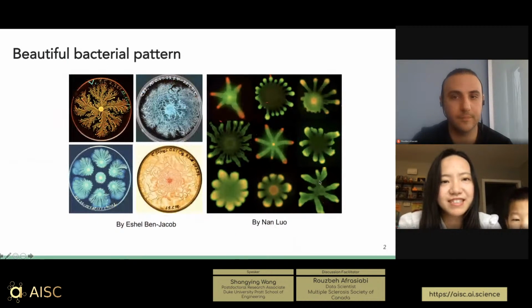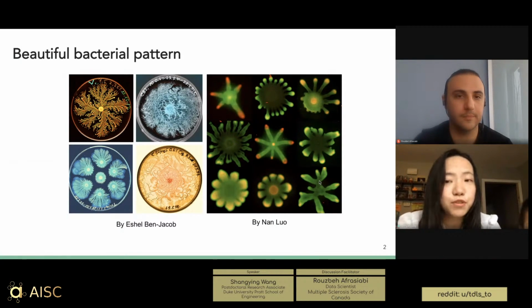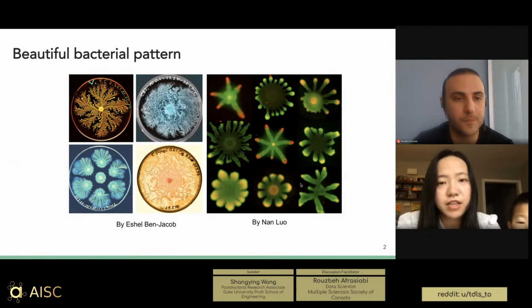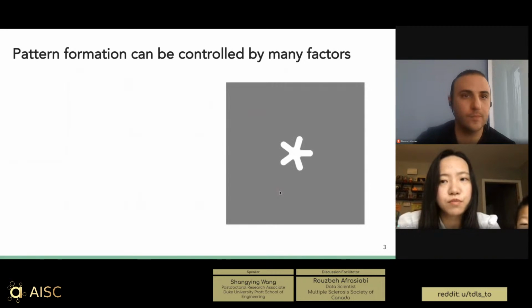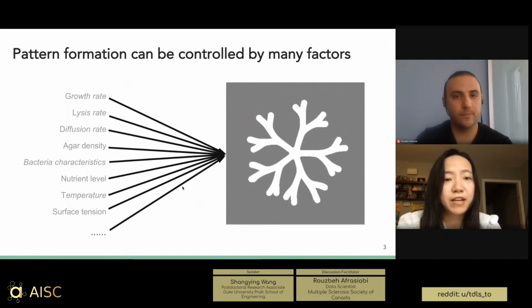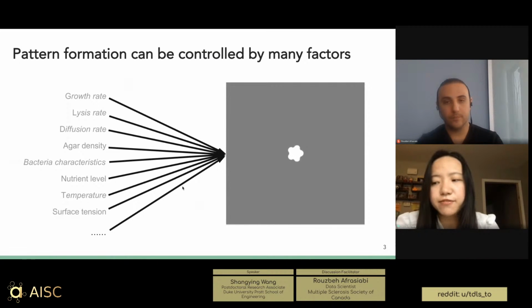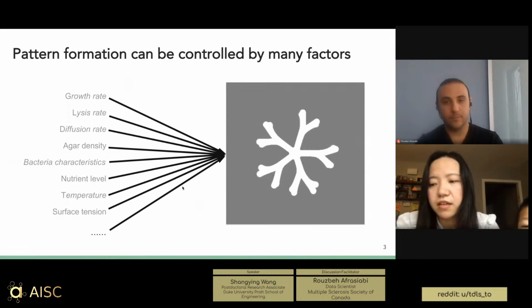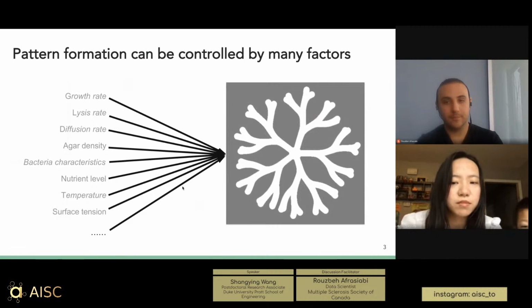Even bacteria are single-cell living creatures. Some bacterial strains can form very beautiful patterns. So today we'll focus on bacterial patterns. The pattern forming process can be controlled by many factors. I listed a few. It can be controlled by growth rate, lysis rate, diffusion rate, etc. Pattern forming processes are very complicated, yet very organized, even with the existence of intrinsic and extrinsic noises. How is that possible?